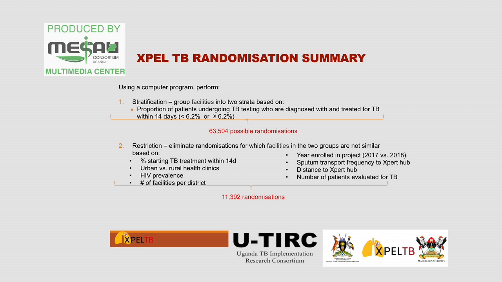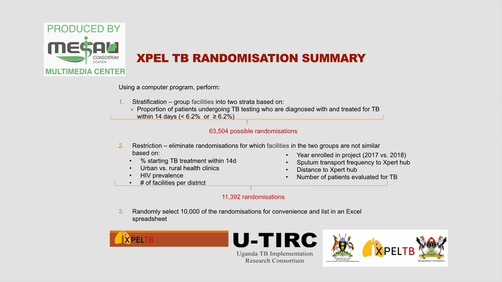So for convenience, what we've done is we've just randomly selected 10,000 of those randomizations. And that list is then exported into Excel. And I'm going to show you in the next few slides what that list looks like. And there are some printed copies as well.